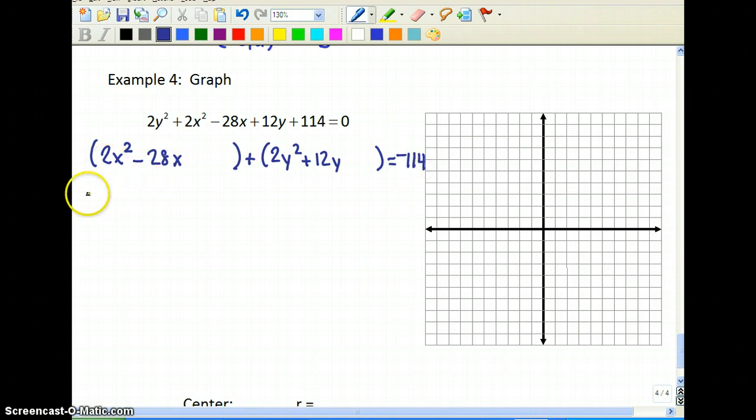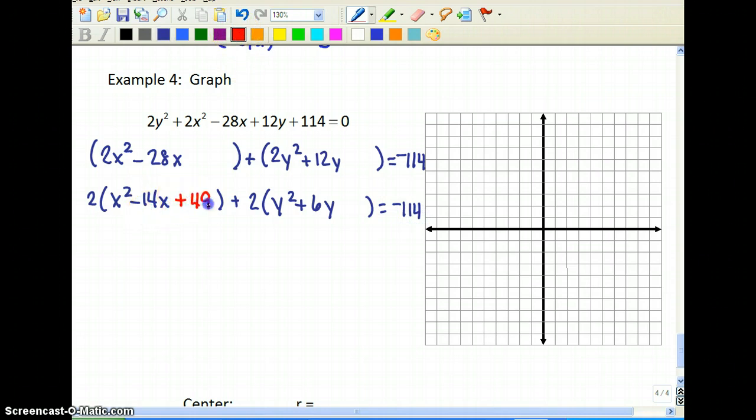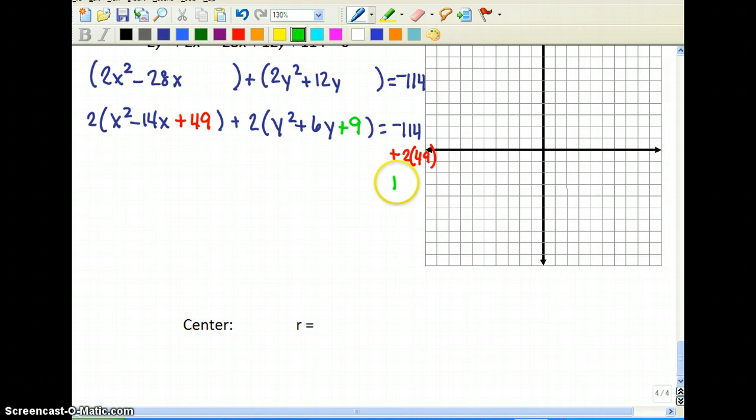Now we know we need to take the 2 out. So it's 2 times (x squared minus 14x). Take this 2 out and get y squared plus 6y. Complete this square. Half of 14 squared is 49. Now remember, you took 2 out. So over here on this side, we have to add 2 times 49. This one would be half of 6 squared would be 9, but it's multiplied by 2. So over here we have to add 2 times 9, or 18.